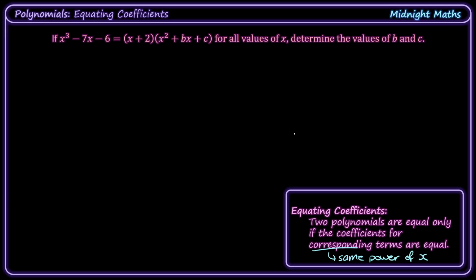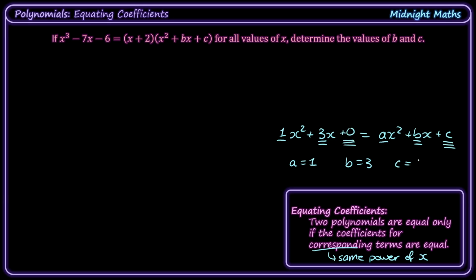What that means is if I have something like x squared plus 3x, and I say that's equal to ax squared plus bx plus c, then the only way that those equations can be equal to one another is if the coefficient of x squared is equal to the coefficient of x squared. So a equals 1 because there's a little invisible 1 there. The coefficient of x has to be equal to the coefficient of x, so b is equal to 3. And the constant term has to be equal to the constant term here. Since there's nothing there, it would be plus 0, so c is equal to 0.